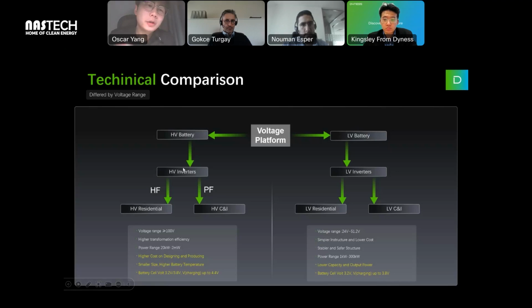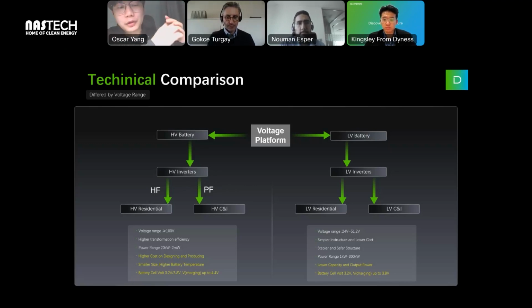But the high voltage battery is connected to HV inverters, and it has two types of HV inverters: high frequency and power frequency inverters. This frequency means the transformer frequency inside the high voltage inverters. When the frequency is lower, we call it power frequency. If it is higher, we call it high frequency.